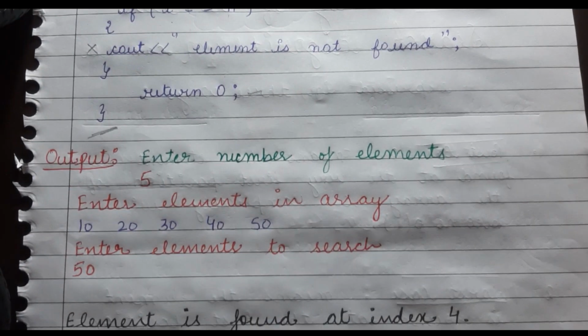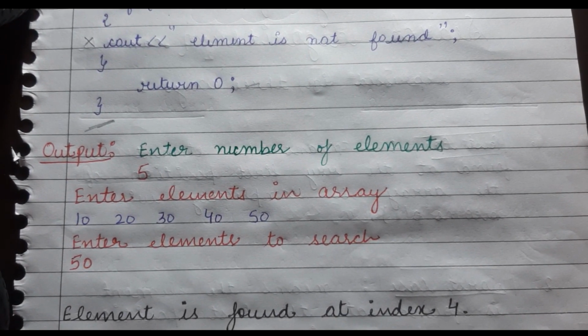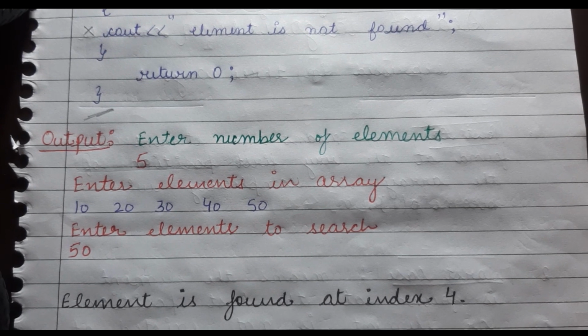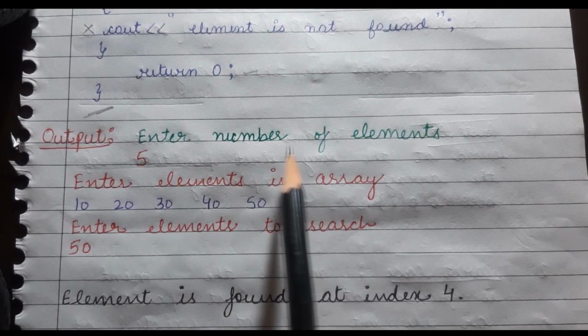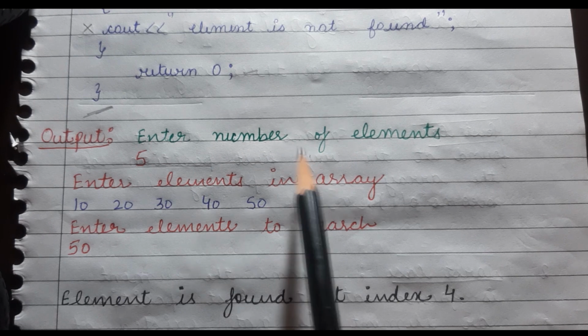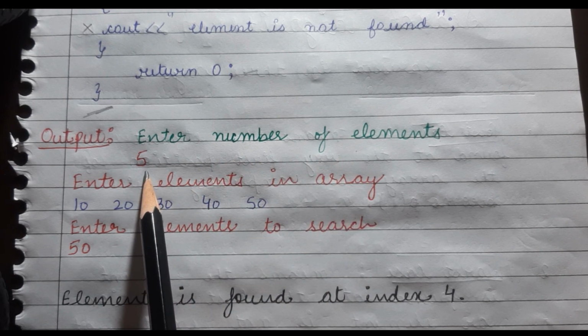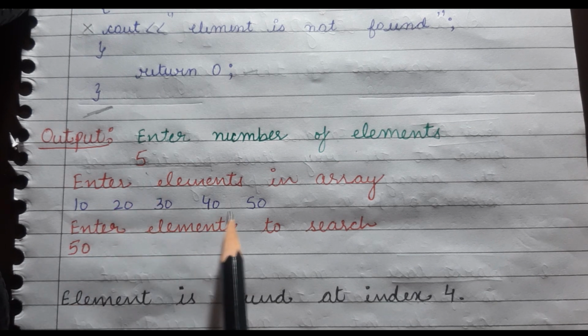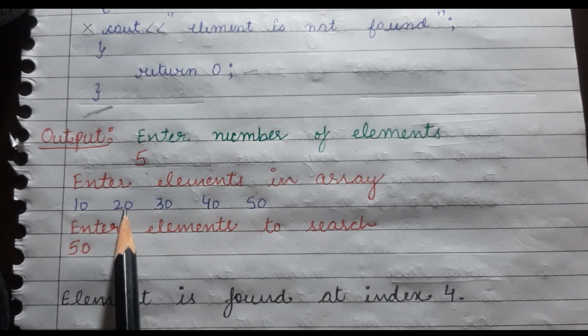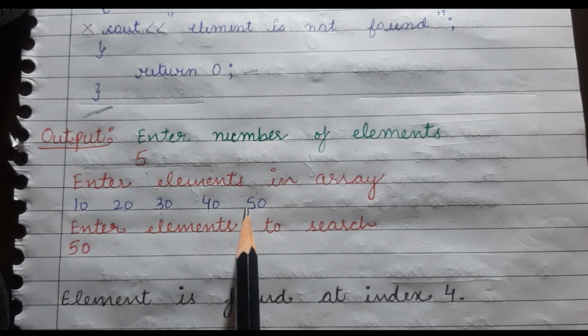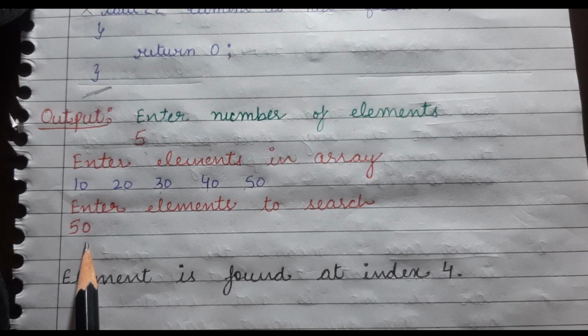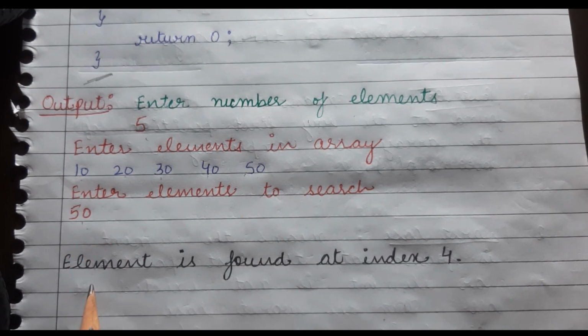Okay, I hope you are clear about the technique of linear search. So this is the output of the above program. First we enter the number of elements. So here I enter the number of elements as 5. After this, we enter the elements in the array. So 10, 20, 30, 40 and 50 are the elements in the array. After this, you enter the element that you want to search, that is 50, and after this it will display the message that element is found at index 4.